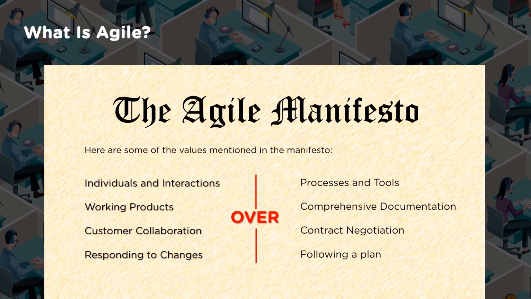Next is customer collaboration or contract negotiation. So any engagement or any relationship or any business, can it happen in the absence of a contract? Answer is no. There should be a contract. Now, how should this contract be when we want to follow Agile? It should allow customer collaboration. Why are we collaborating? To understand what the customer requires, to understand that the customer's needs are fulfilled, right?